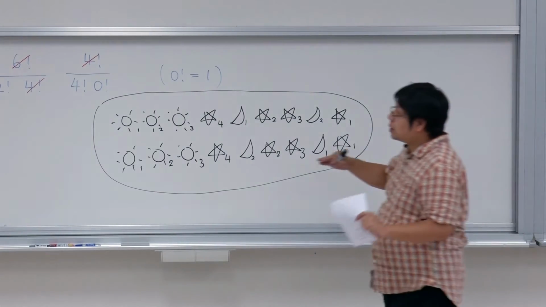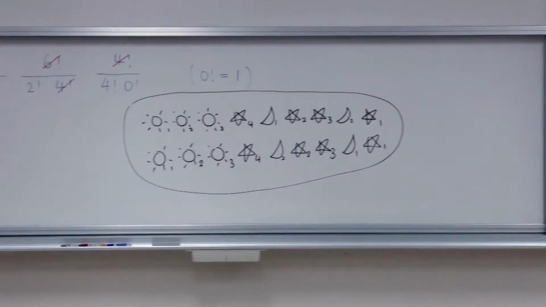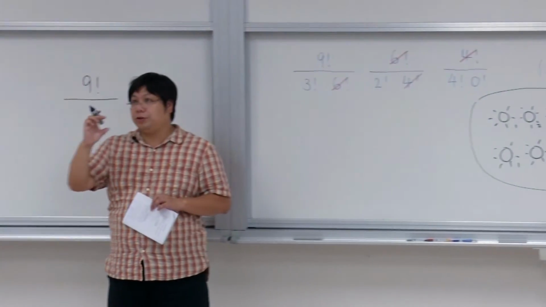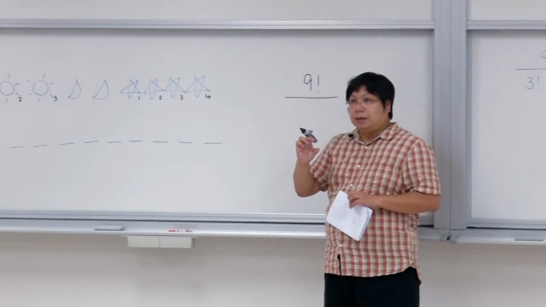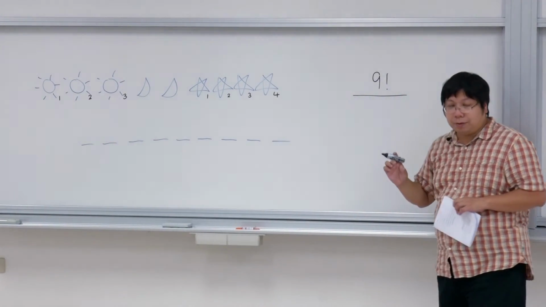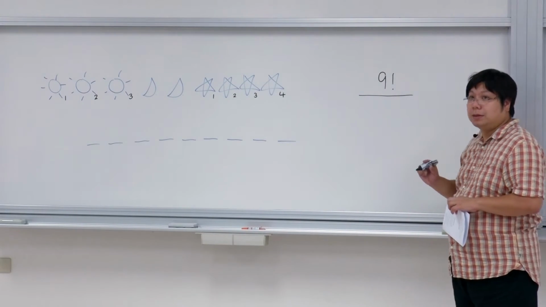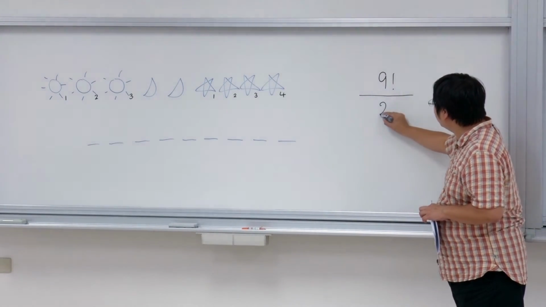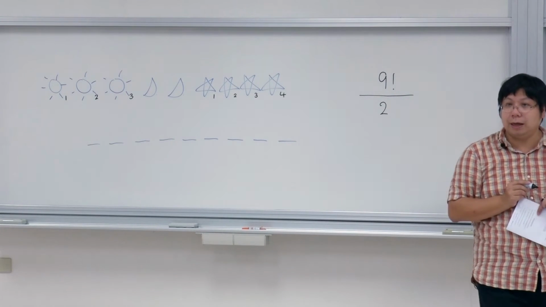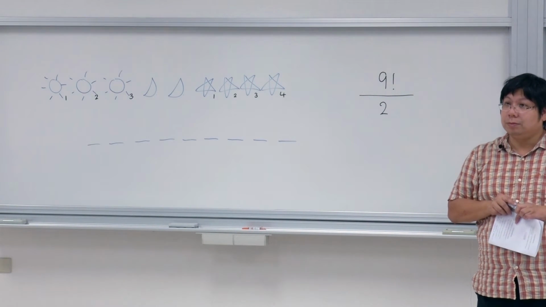So when the moons are gone, we should merge things together. We should be counting groups instead of distinct arrangements. Each group has 2 arrangements. So there are going to be 9 factorial divided by 2. Is that okay? We need to divide it by 2.